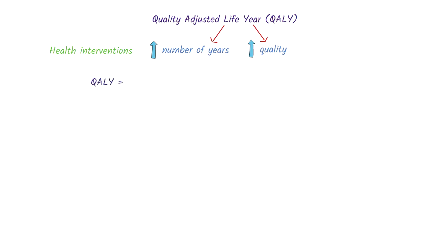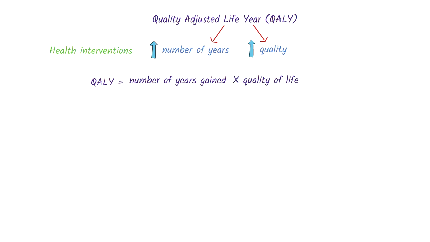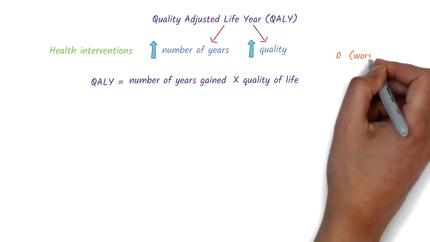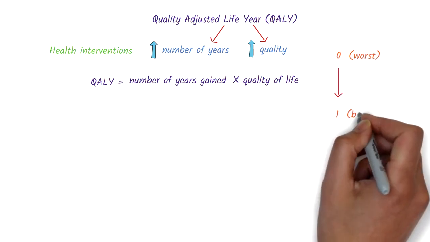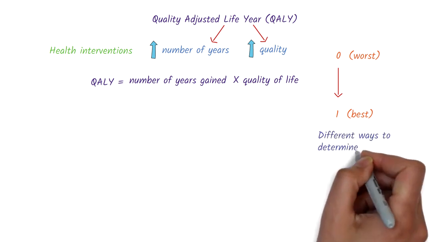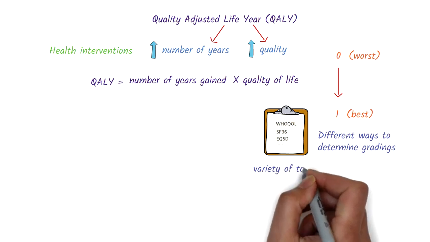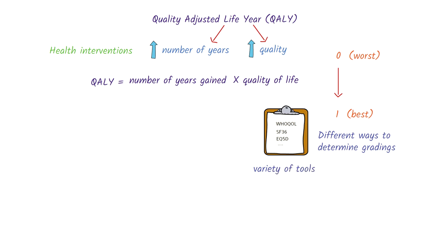A QALY is calculated by taking the number of extra years gained as a result of the intervention and multiplying it by the quality of life of those extra years. Quality of life is graded from 0 to 1, with 0 being the worst possible health state and 1 being the best possible health state. There are many different ways to determine these gradings. They usually involve asking people how they rate their quality of life. A variety of tools can be used for this. Measures such as QALYs are called health utility measures because they measure an individual's preference for different health outcomes.